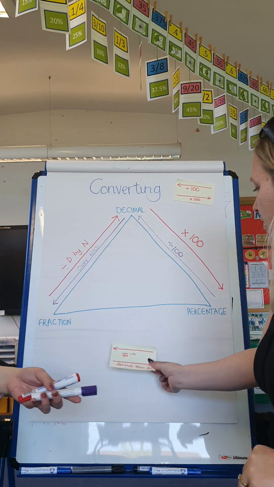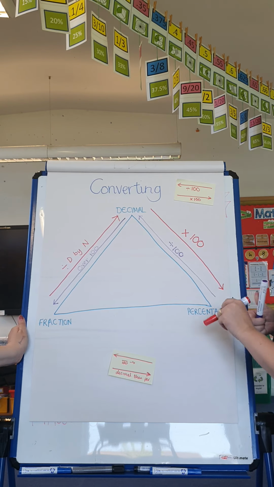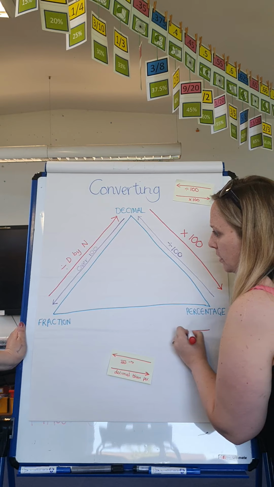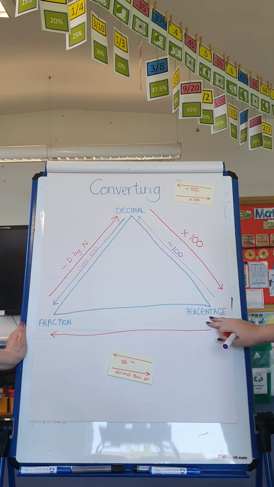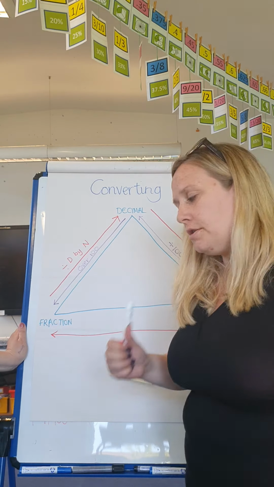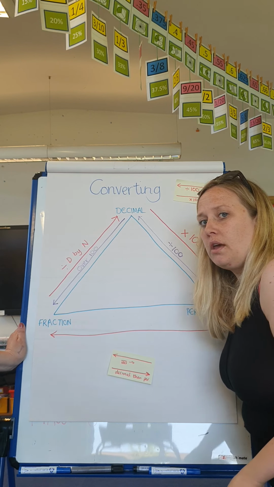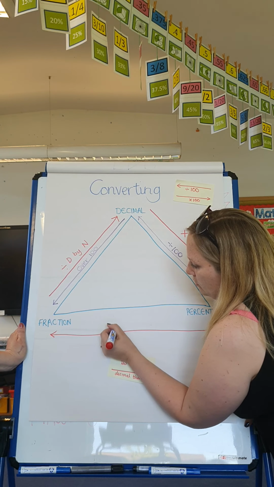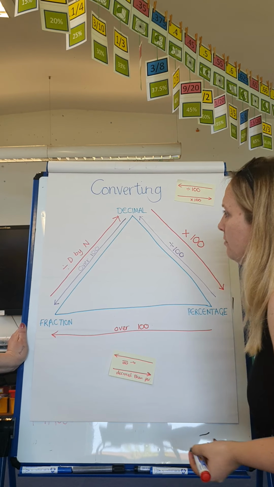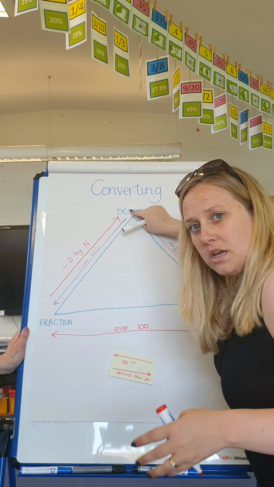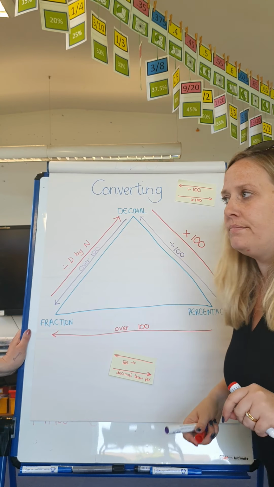Okay. Then this last one, I'm going to go like this and we're going to go round in a circle. If I'm going to go from a percentage to a fraction, again, I just need to go over 100, okay? And then simplify. So essentially, if you are turning anything into a fraction, you chuck it over 100. Tick, we're done.